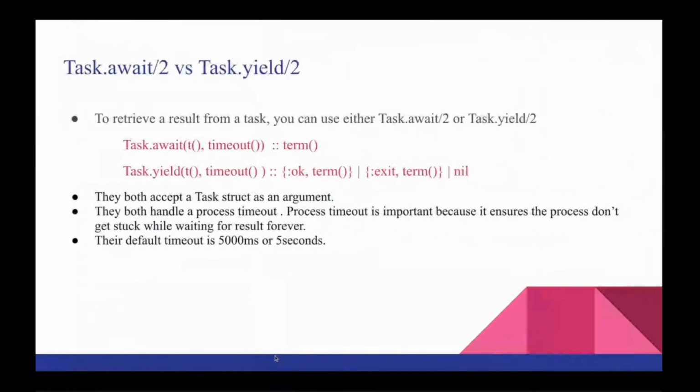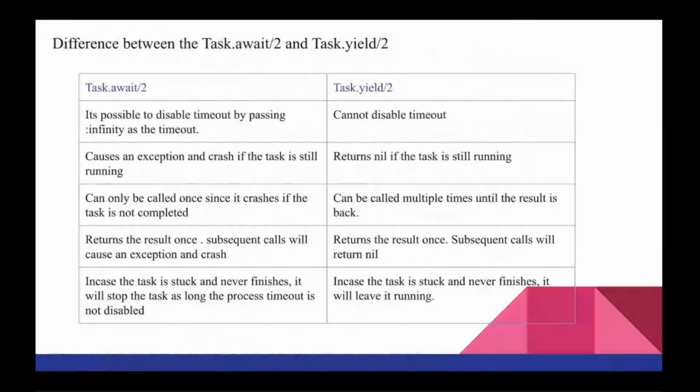Okay, so now let's look at the differences between Task.await versus Task.yield. So I'll go to my next slide. The first one is that for Task.await, it's possible to disable the timeout by passing the atom :infinity as the timeout, but with Task.yield, it's not possible to disable the timeout. So what do I mean?